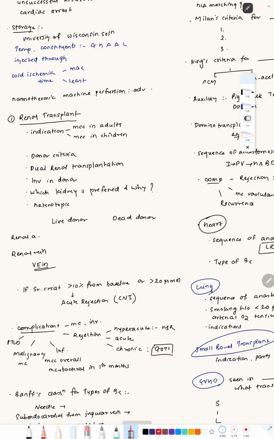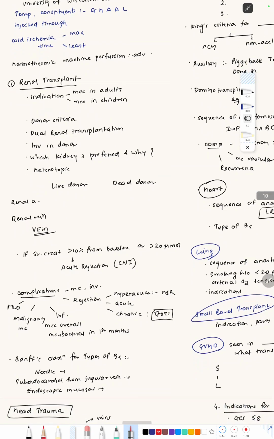So G stands for glomerular basement membrane duplication, O stands for obliteration of the vessels, T stands for tubular atrophy, and I stands for interstitial fibrosis. Then infections, the most common infection is viral infection. Bacterial infection usually happens within the first month.